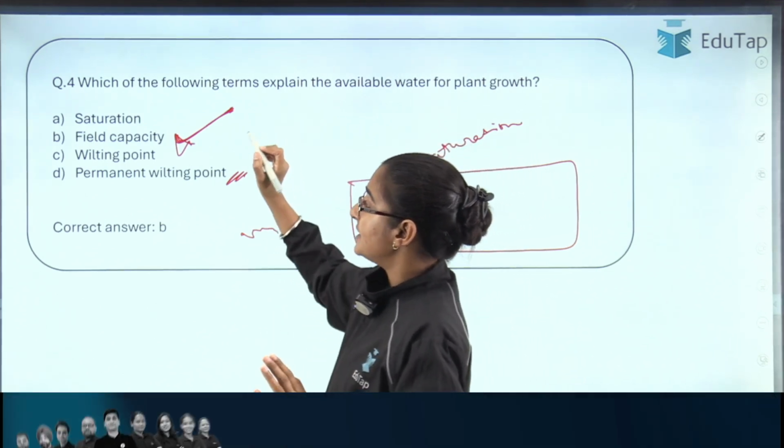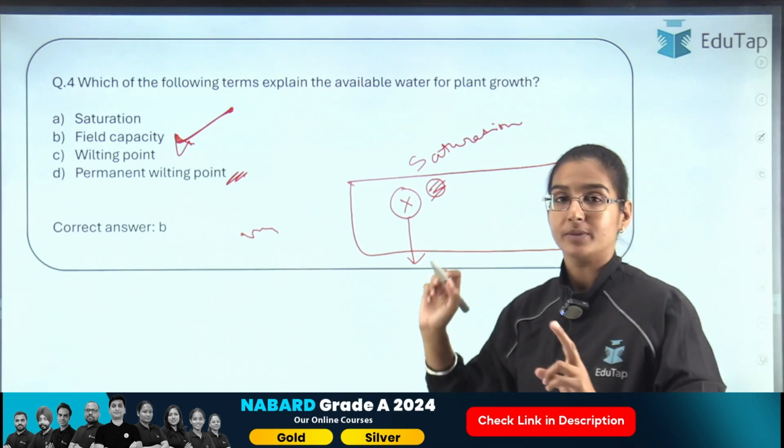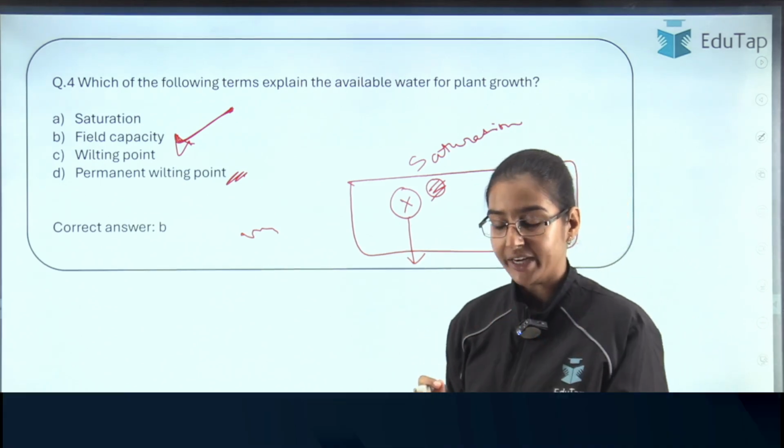After that we come to the second level, which is the field capacity. In the field capacity, all the water from these macropores must have been drained down, right?